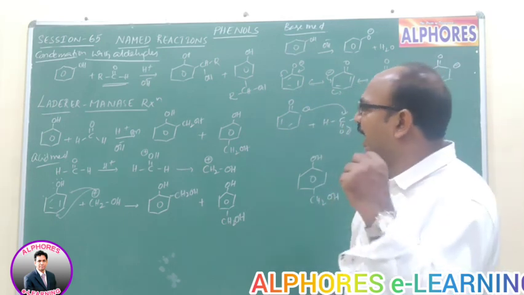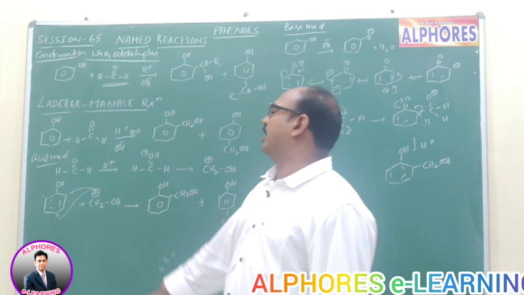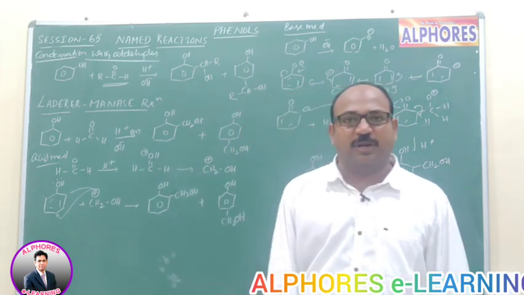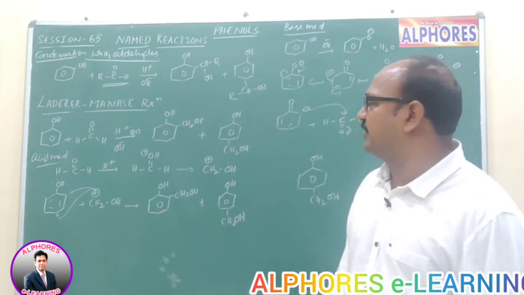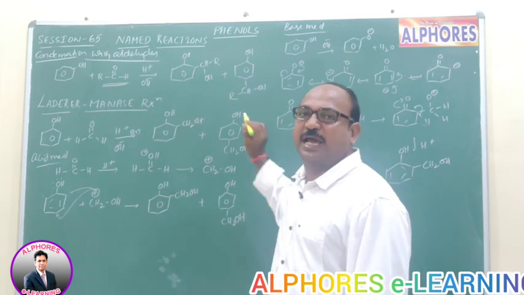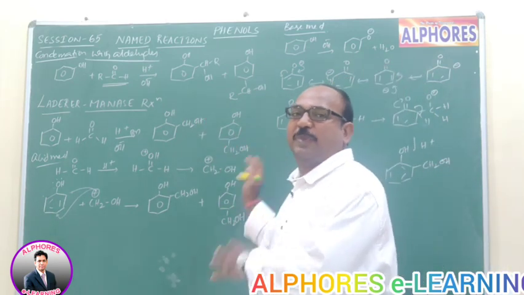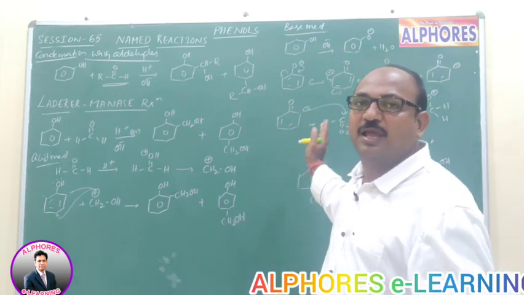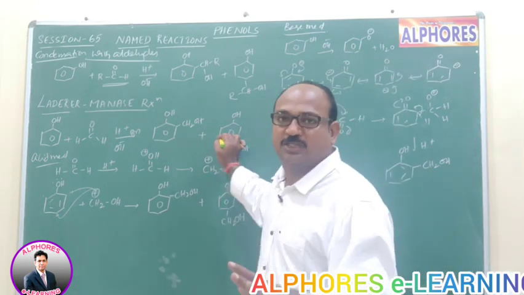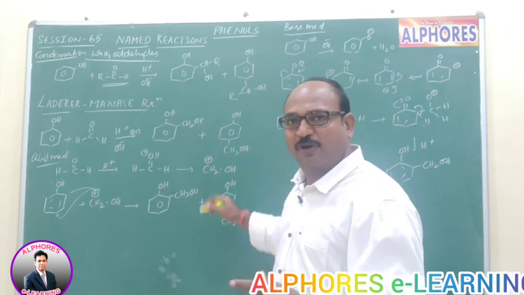So in the Lederer-Manasse reaction, phenol upon reaction with formaldehyde first gives ortho hydroxy and para hydroxybenzyl alcohols. Now the reaction does not stop with these ortho hydroxy and para hydroxybenzyl alcohols. Further, how does the reaction proceed? Let us see.